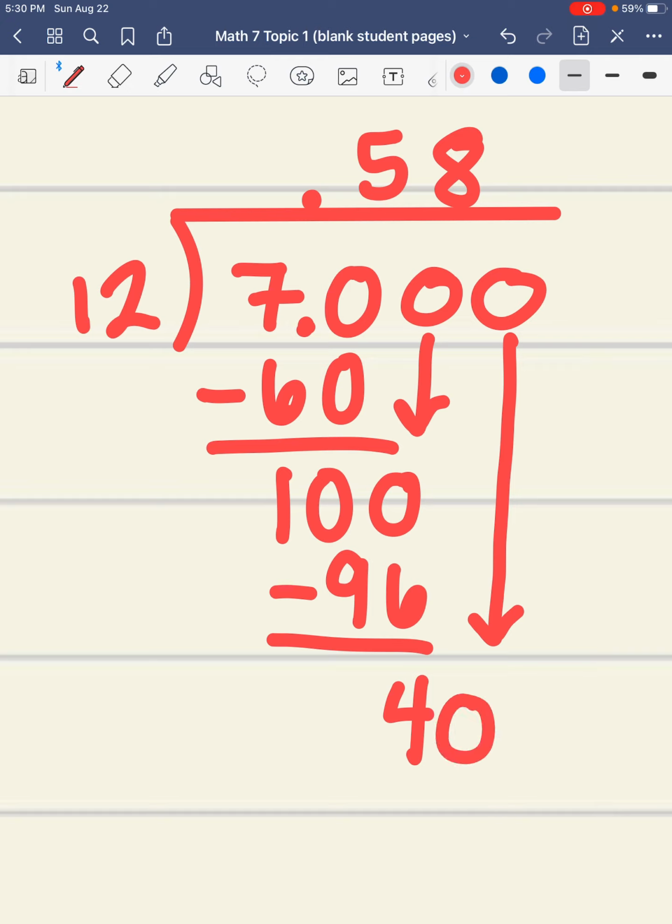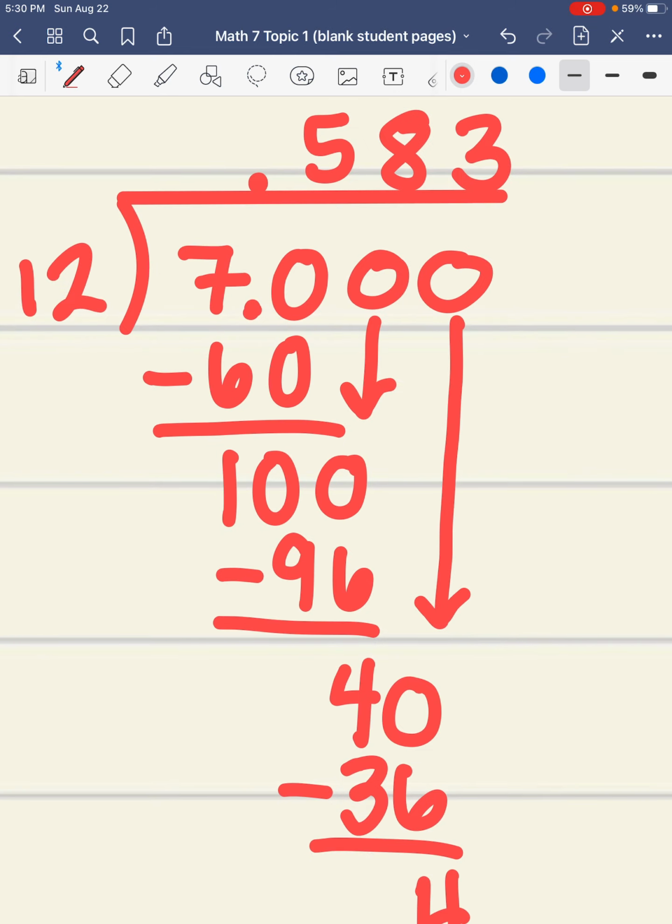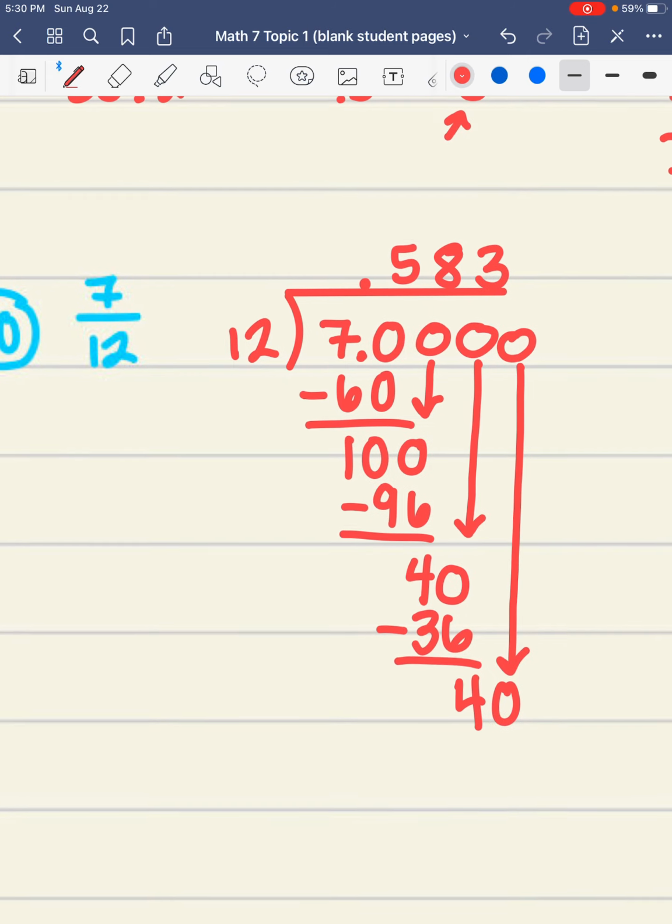How many times does 12 go into 40? Well, 12 goes into 40 3 times. 3 times 12 is 36. And 40 minus 36 gives me 4. Okay, let's keep going. I'm going to add a 0 and bring that down. How many times does 12 go into 40? Well, it goes in 3 times. 3 times 12 is 36, and I get 4.